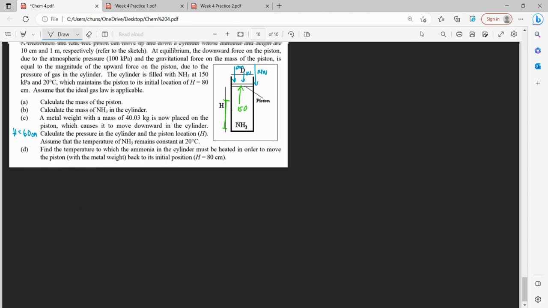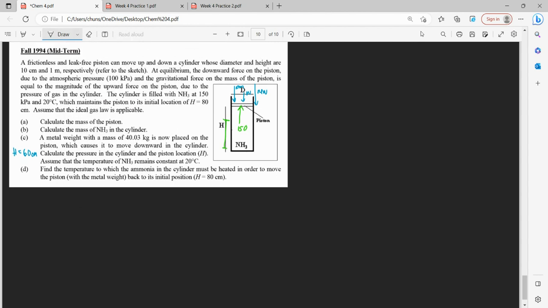Okay, but we're going to skip that one for now, and I want to look at part D for this question. Find the temperature at which ammonia in the cylinder must be heated to move the piston back to 80 centimeters. Right, so this is where our question from part C comes in. We want to change it from 60 cm and go back to 80 cm and find the temperature at which this happens.